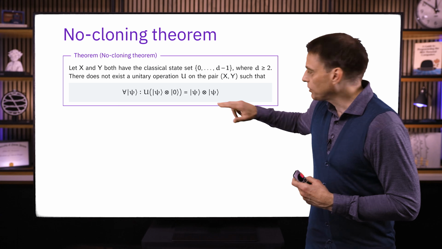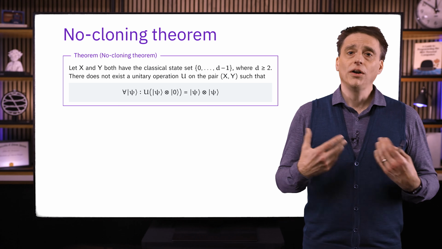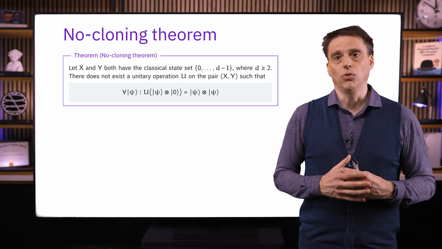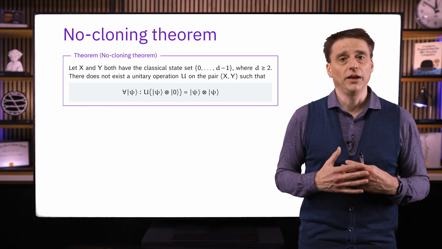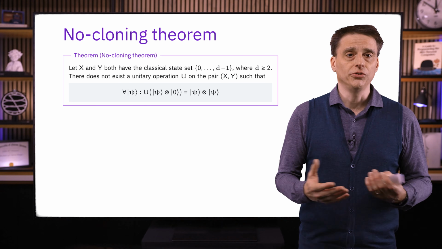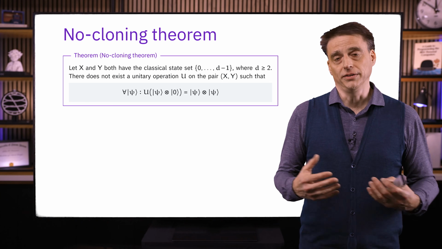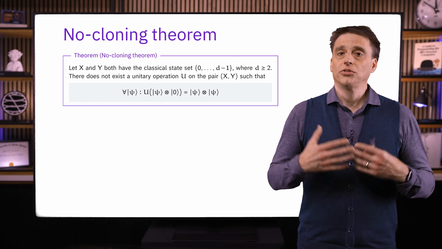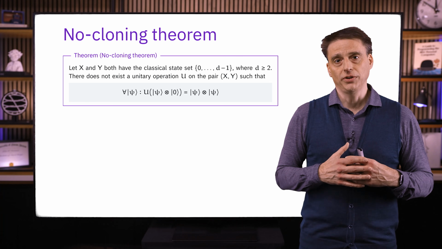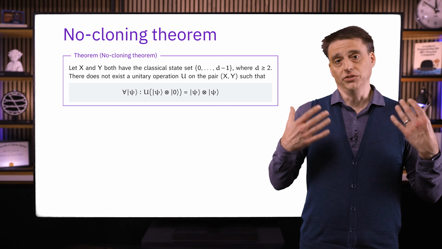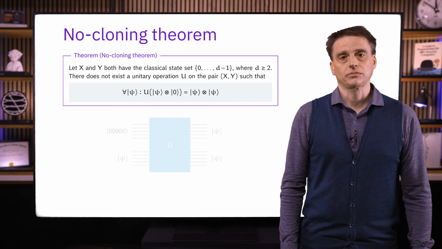If we take a look at this expression right here in isolation, what it says is that for all choices of a quantum state vector psi of x, applying u to psi tensored with the 0 state gives us psi tensor psi, or in other words, two independent copies of psi. So that's what it would mean if we could clone quantum states, and what the theorem says is that this is not possible.